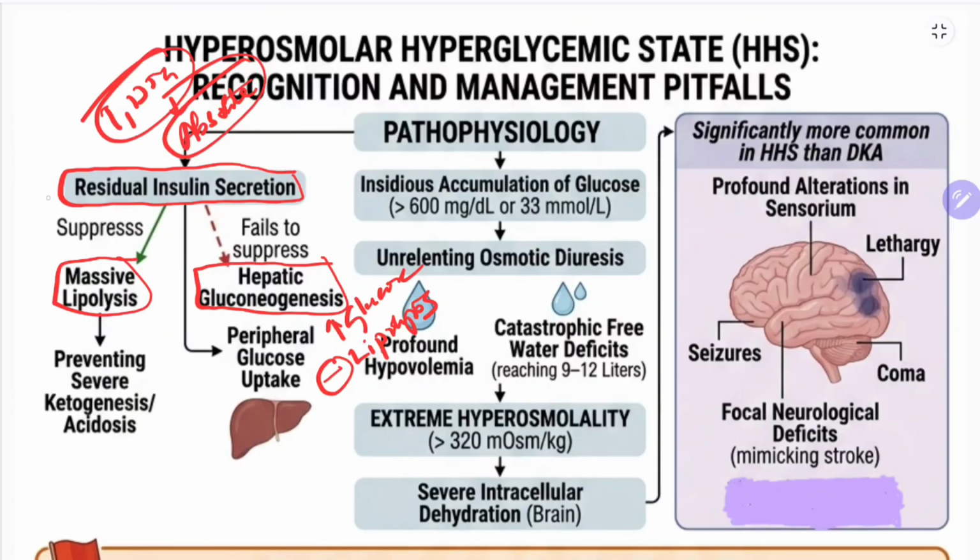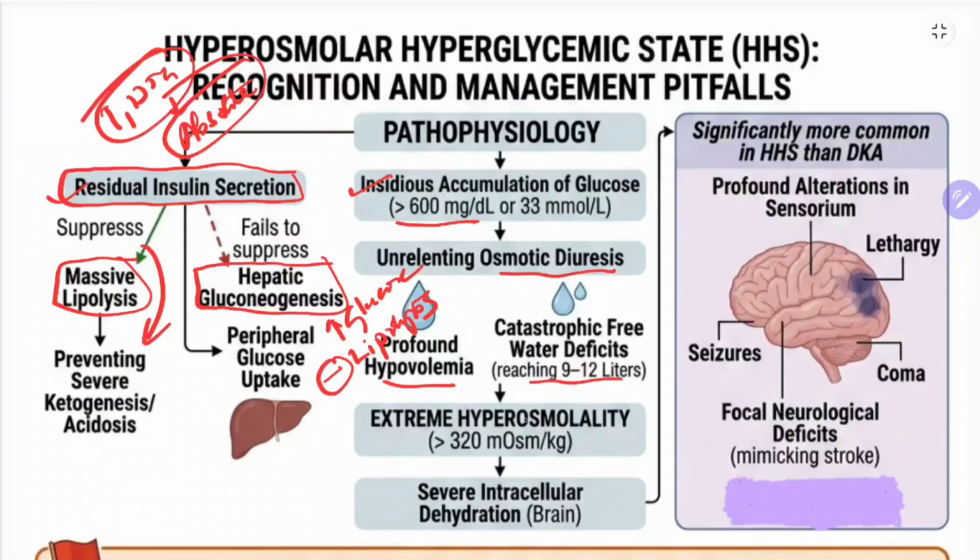So because the residual insulin secretion is there, that will inhibit lipolysis, preventing acidosis. But that amount of insulin fails to suppress the gluconeogenesis in the liver. So that's why glucose will increase in the body. So there will be insidious accumulation of glucose. Glucose will be more than 600 mg per deciliter. That will cause osmotic diuresis, profound hypovolemia, and catastrophic free water deficits, reaching 9 to 12 liters.